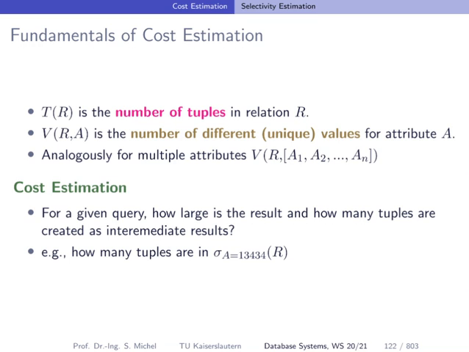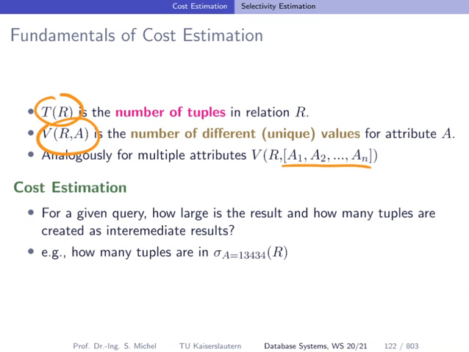Some more fundamentals about cost estimation. Now we have a relation R and we make certain assumptions about what we know about the information or the data stored in R. First of all, we assume that we know how many tuples are contained in R, and we denote this by T of R, tuples in R. We also assume that we know how many distinct values we have for a certain attribute A. And we can extend this to also considering multiple attributes at once. And with these assumptions, we can already come up with some simple cost estimate.